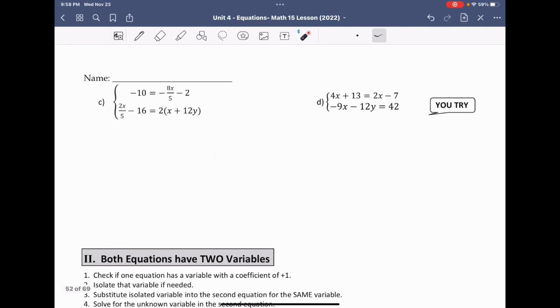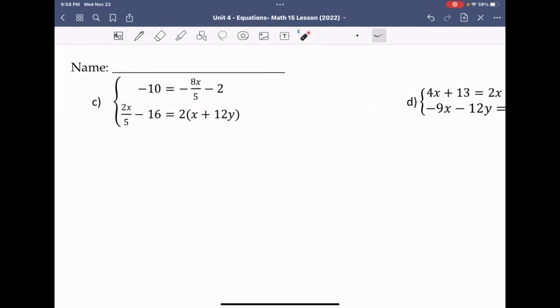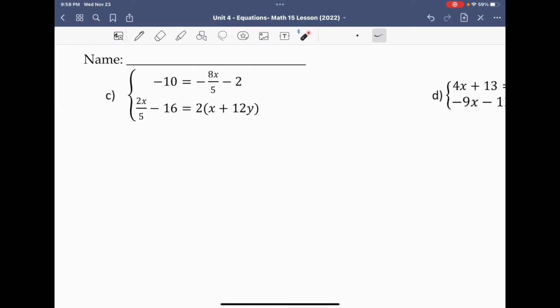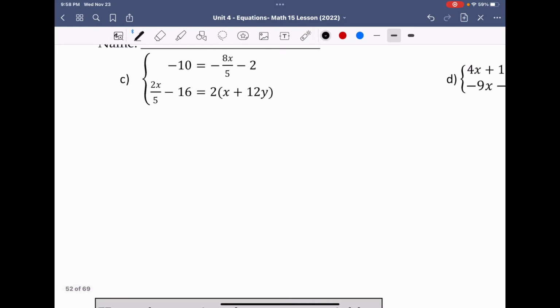All right, let's go over to a couple more examples here. I look at these two equations here for C. This one has two variables. The top equation has one variable. So we're always going to start with the equation with one variable. I go negative 10 is equal to negative 8x over 5 minus 2.